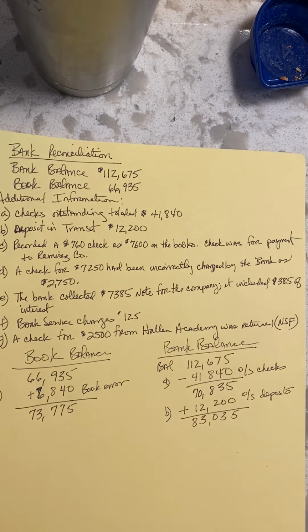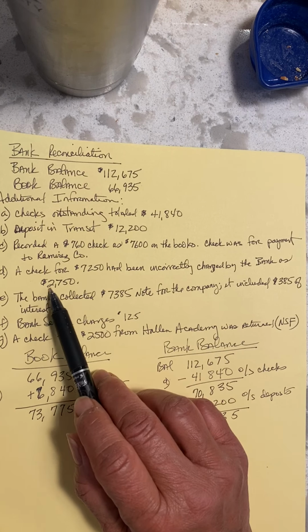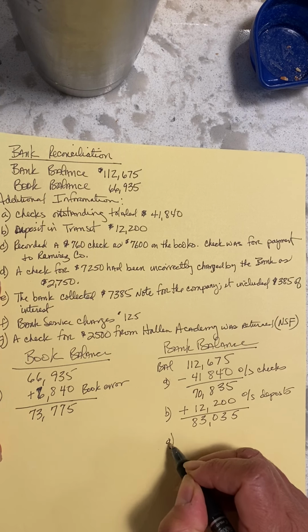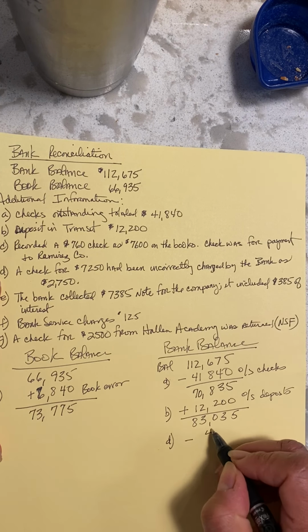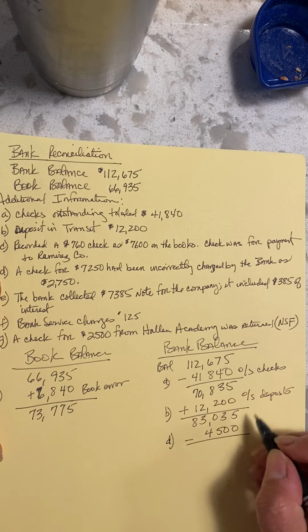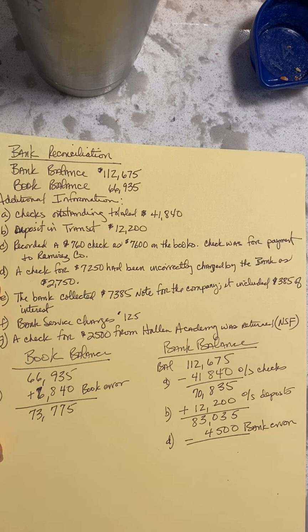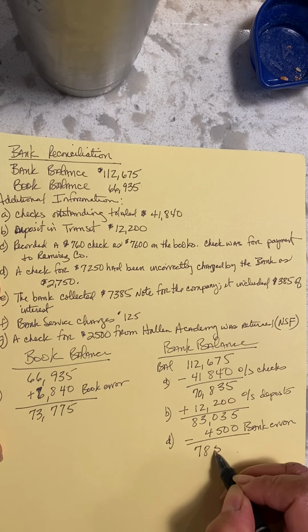So what I have to do is find the difference between $72.50 and $27.50, and that's $4,500. The bank charged only $27.50, so we have to subtract, this is letter D, an additional $4,500 from the account, and this is a bank error. And so we're going to subtract that from 83,035, and we're going to get a balance of 78,535.